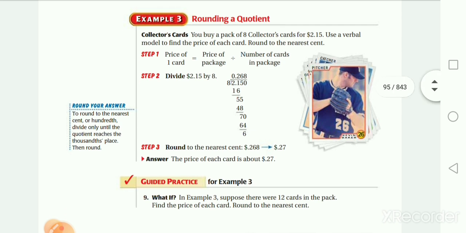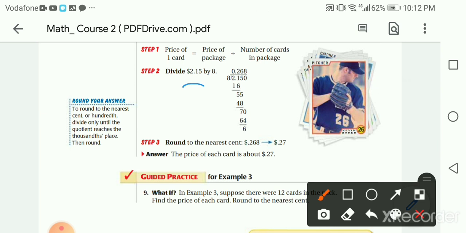Let's see, I have 2.15 divided by 8. So what should I do? 2 divided by 8, can it be? No, so I will write 0, then put the decimal point. I have 21 divided by 8. The nearest is 2. 2 times 8 is 16. Subtract. 21 minus 16 gives me 5. And then I drop the other 5 here. As you see, drop the 5. 55 divided by 8.